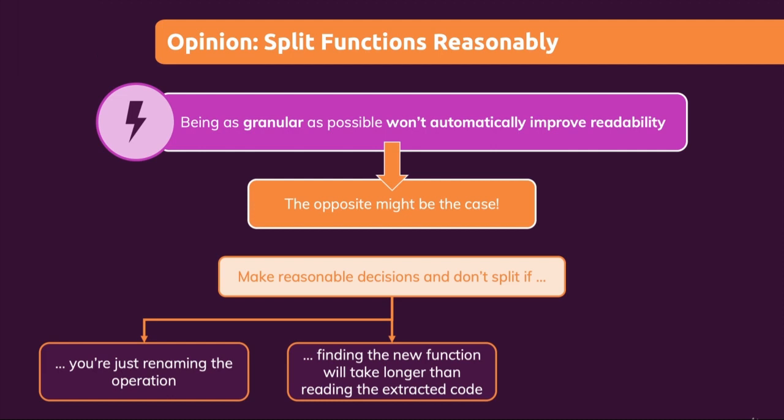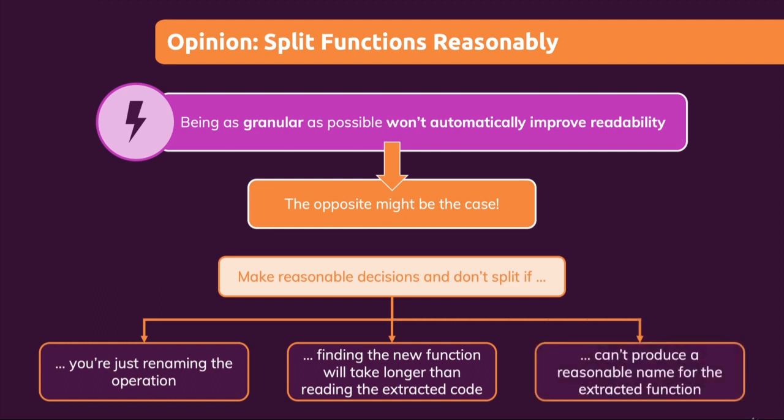And a good sign for that you shouldn't split is if you have problems coming up with a name for the new extracted function. If you feel like any name you give it is clashing with the name of the function you extracted the code from, then extracting the code might have been a bad idea.